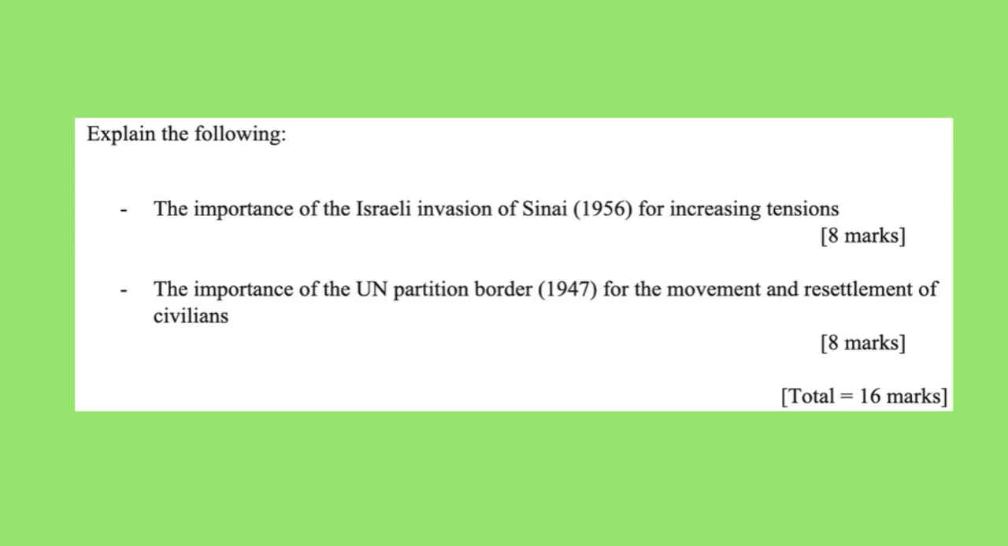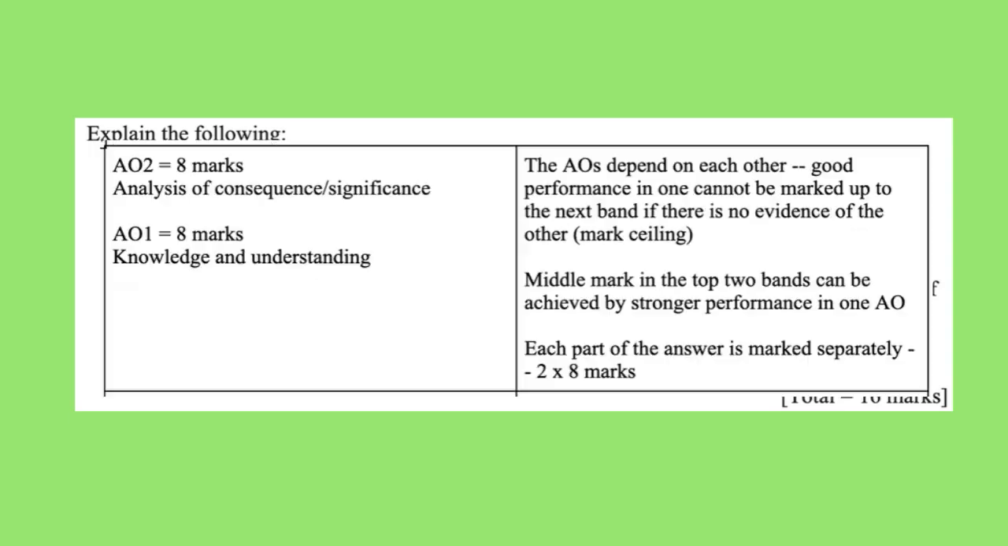Explain the following. The importance of the Israeli invasion of Sinai in 1956 for increasing tensions, 8 marks. The importance of the UN partition border, 1947, for the movement and resettlement of civilians, 8 marks.